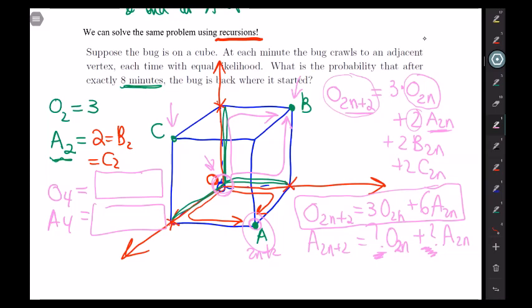If you were at O, I think it's yes. If you were at O previously, how many ways can you end up at A? 2 ways. So this one is clear. This one, the coefficient is a 2.